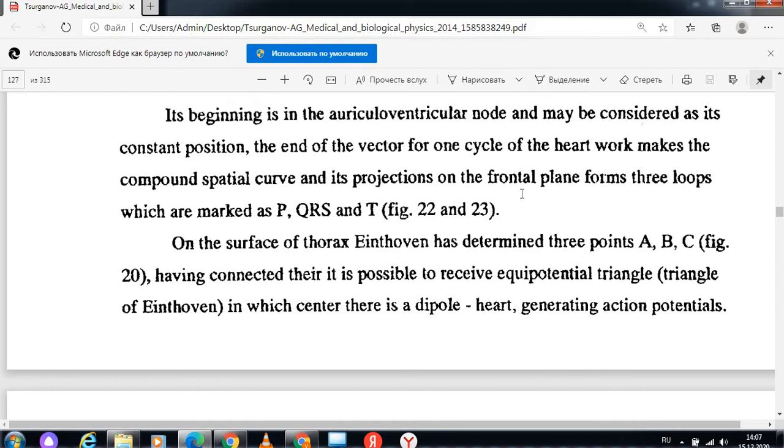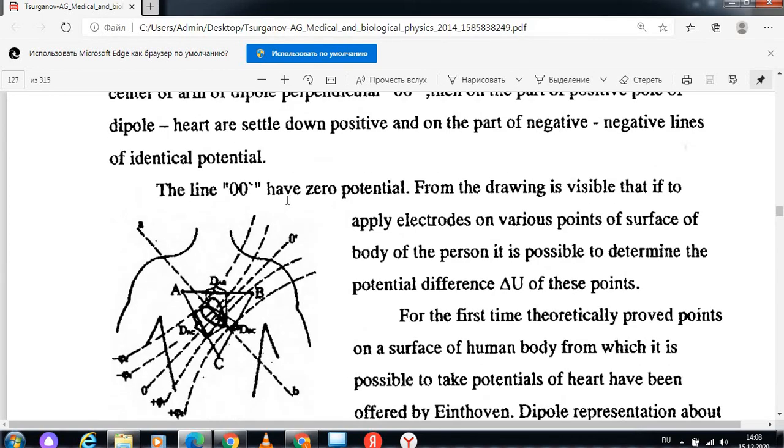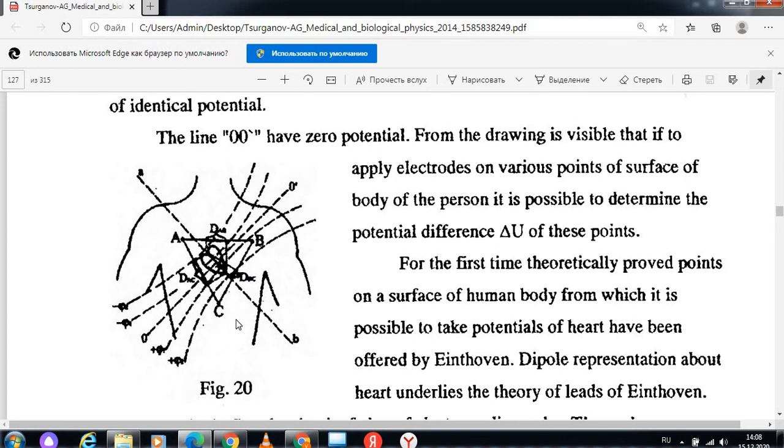On the surface of the thorax, Einthoven has determined 3 points, A, B, and C. Again, A, B, and C. These 3 points show us our integral vector of the heart. These are spatial points on the surface of the human body from which it is possible to take the potentials of the heart, as offered by Einthoven.